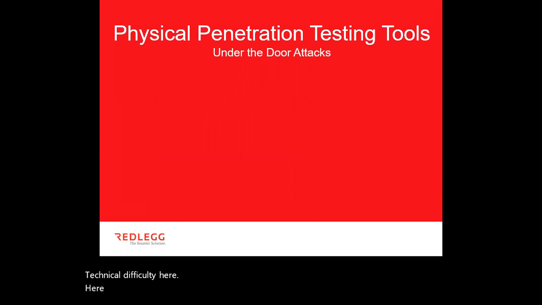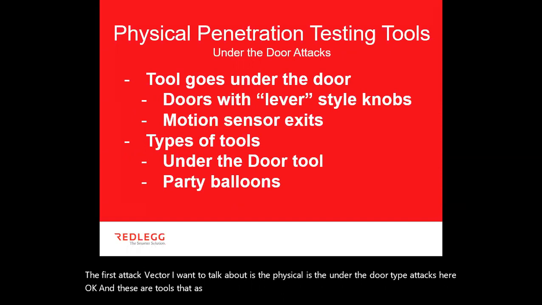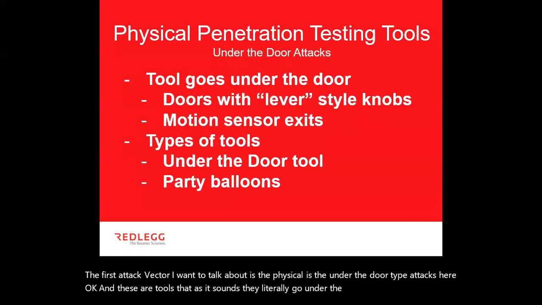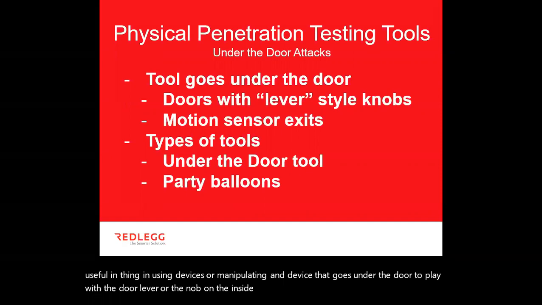Here we go. All right. So the first attack vector I want to talk about is the under the door type attacks. These are tools that, as it sounds, literally go under the door. A lot of times these are useful in using devices or manipulating a device that goes under the door to play with the door lever or the knob on the inside, the protected side of the door.